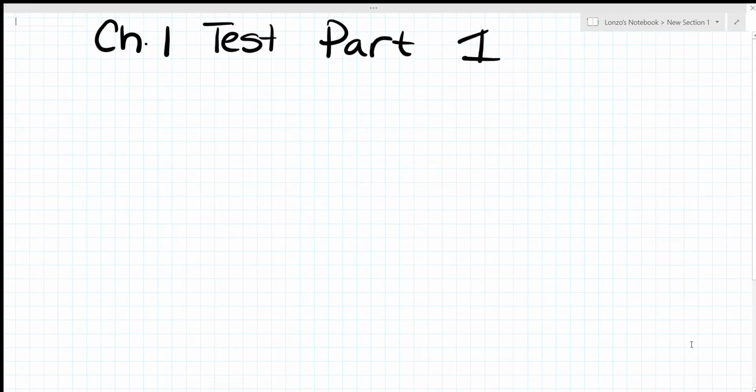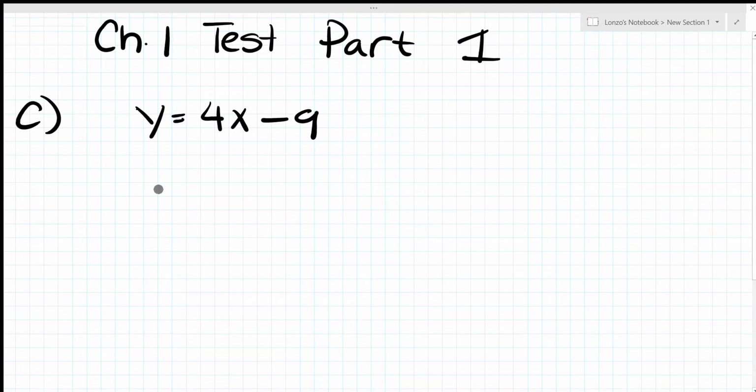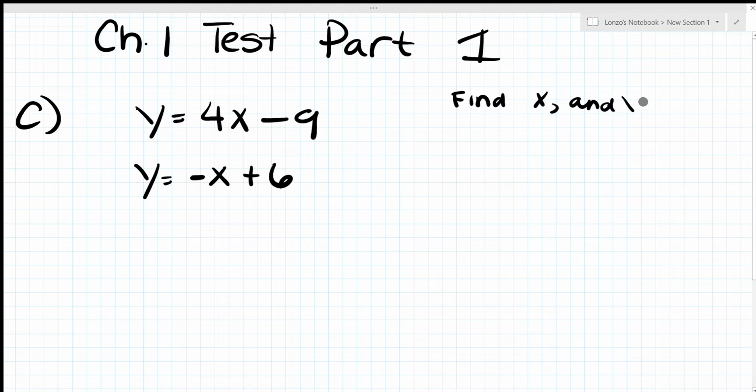So let's do C, part C, part 1. So we have y equals 4x minus 9, y equals negative x plus 6. Okay, so the question says we got to find x and y, right? That's what they're saying.